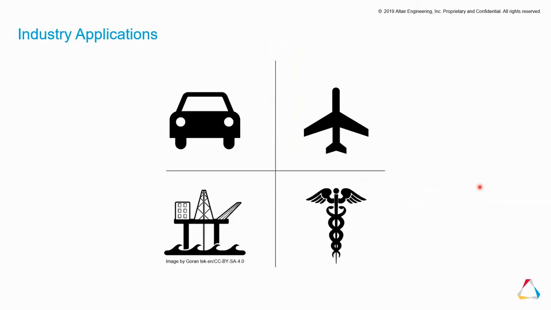So let's look at a couple of different applications of how we've used some of the technology that's available in OptiStruct to solve real-world industry applications. In part 2 of today's presentation, Ujjwal will be focusing on some automotive applications. For the two examples that I will be discussing, I'll talk about one example in the aerospace industry and another example from the oil and gas industry.